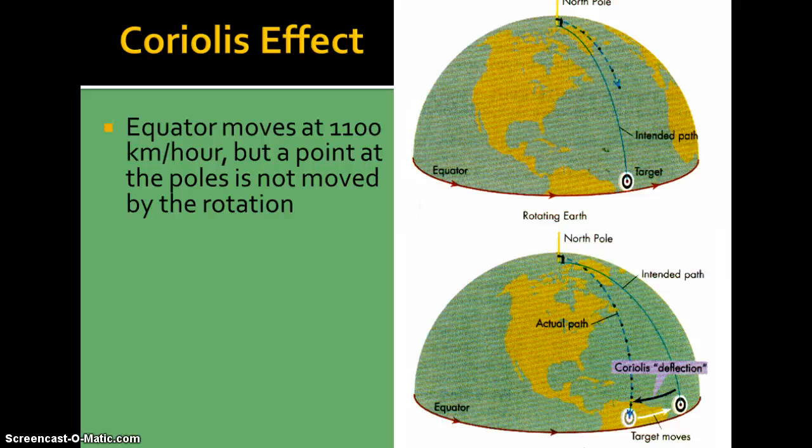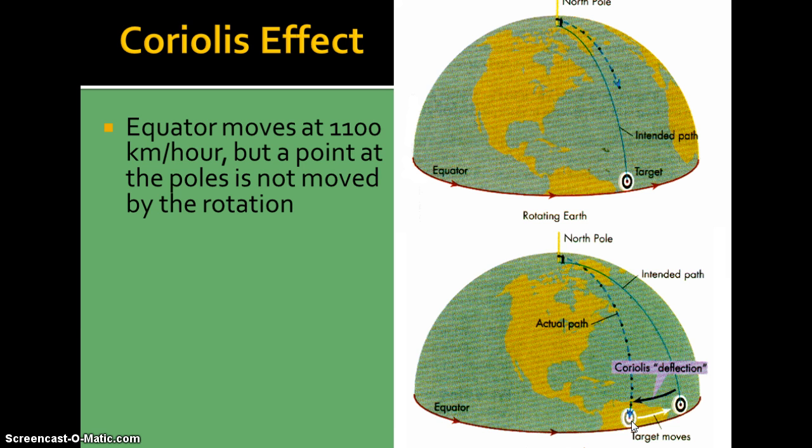So what happens, let's say that you are at the North Pole and you're either in an airplane flying to a spot on the equator or you're shooting a guided missile at another country. You cannot fly straight towards your target because while you are in the air, the Earth is spinning underneath you. So you will actually miss your target if you don't make up for that. So this is the Coriolis deflection.